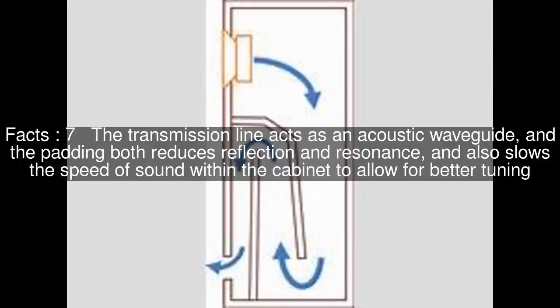The transmission line acts as an acoustic waveguide, and the padding both reduces reflection and resonance, and also slows the speed of sound within the cabinet to allow for better tuning.